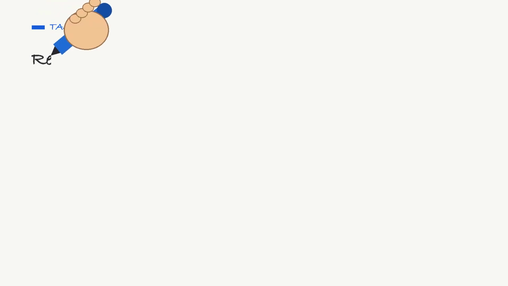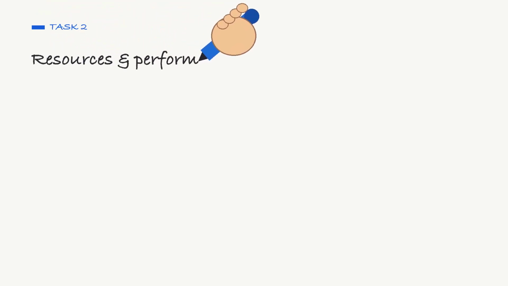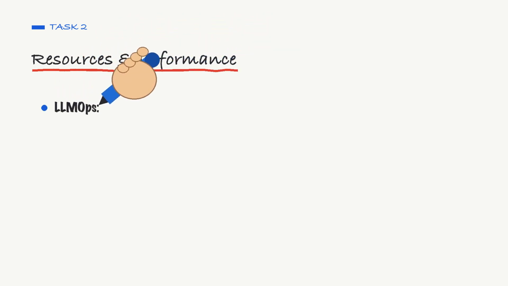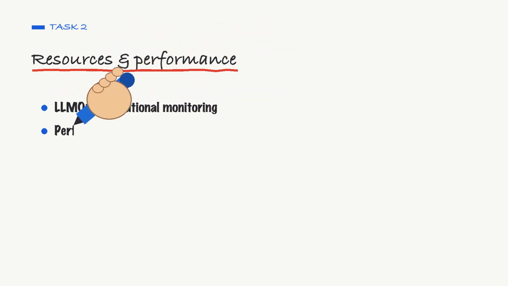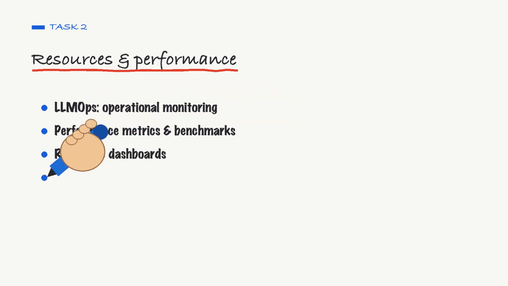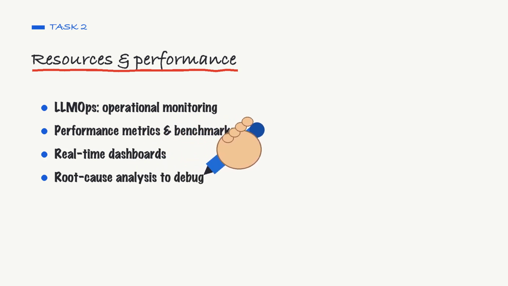The second job: resources and performance. Most frameworks include some form of LLMOps for operational monitoring. They gather performance metrics from benchmark tests, show them on real-time dashboards, and offer diagnostic tools for root cause analysis. So when something breaks, you spend far less time debugging.